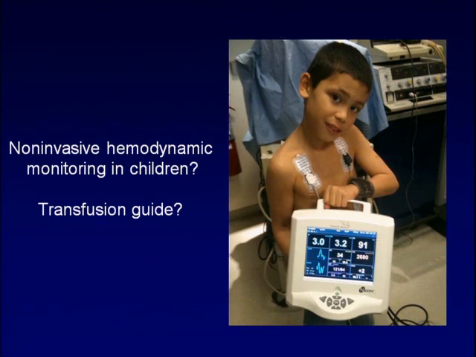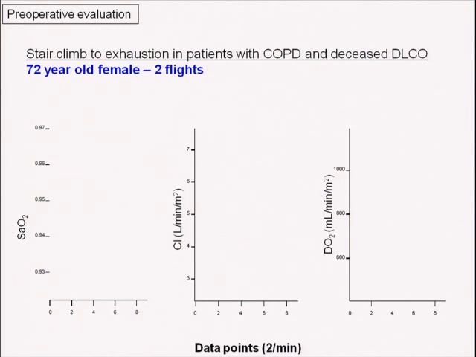So one of the thoughts is using oxygen delivery. Yes, the hemoglobin is low, but if they've compensated from a cardiac standpoint and maintain their oxygen delivery, do they need to be transfused? Another thing that we've started to do is this idea of preoperative evaluation, which is, the device is now made with oximetry. You can walk with the patient with the oximeter on, you can put the blood pressure cuff on, you can actually walk them up and down stairs, which we've been doing.